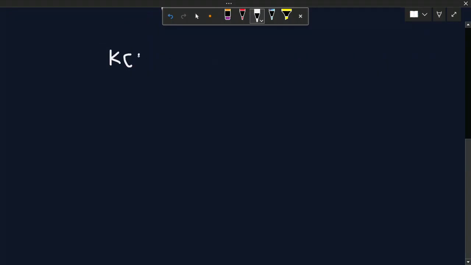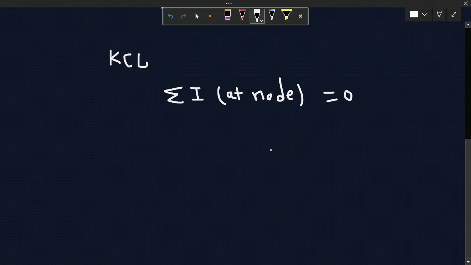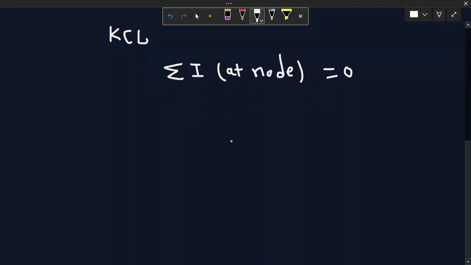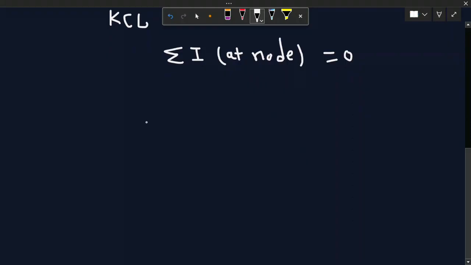Kirchhoff's current law. So what is this? This is nothing but the summation of current at the node or at the junction. At node or junction, that is equal to 0. So while calculating KVL voltage, we need to consider the loop, and while calculating the KCL summation of current, we need to consider the node. So here we are considering a simple circuit. With the help of the circuit, we will see how it is.